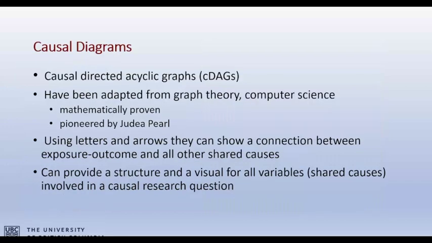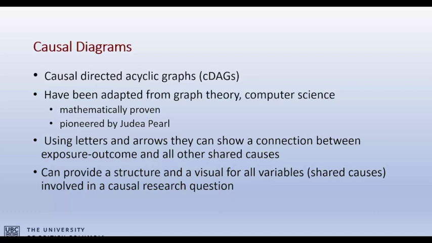And so that brings me to the idea of causal diagrams, or more specifically referred to as causal directed acyclic graphs, or CDAGs. These have been around for a few years, and they have been used extensively in different areas, mainly in computer science, in writing algorithms, and have been mathematically proven. There are mathematical proofs available that they do work. It was actually Judea Pearl, a computer scientist at UCLA, who thought of adapting causal diagrams to medical research. And they have been quite popular in the last few years for this purpose as well.